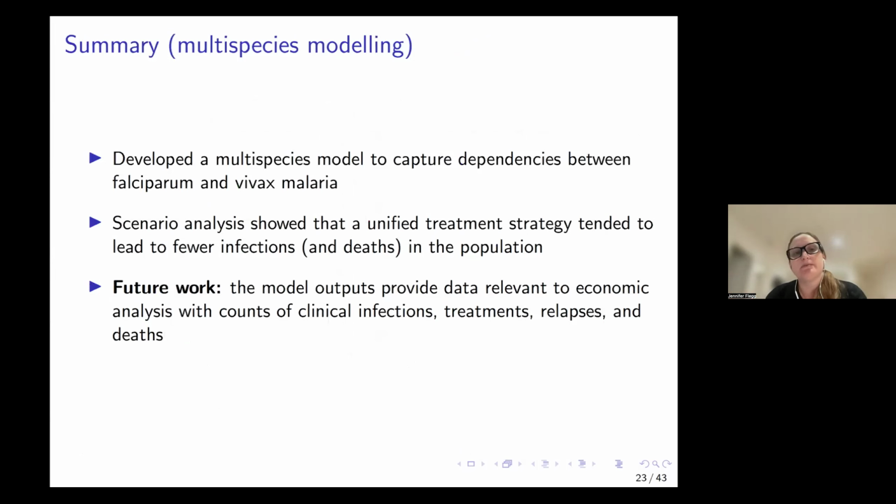So just to wrap up the second piece of work, I've talked about a multi-species model to capture dependencies between Vivax and falciparum malaria, and used a scenario analysis to show that the unified treatment strategy looks like it's the best, leads to the fewest infections and deaths, but of course may lead to extra costs, which is unnecessary. And so in future work, we're hoping to do an economic analysis which actually accounts for this and will make a decision or make some recommendations on what's optimal.